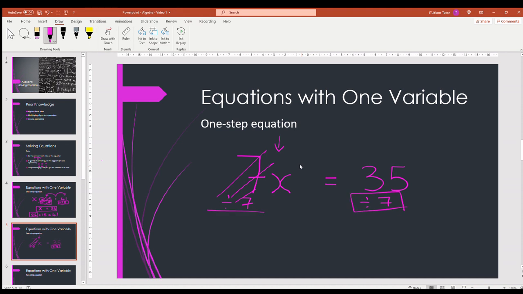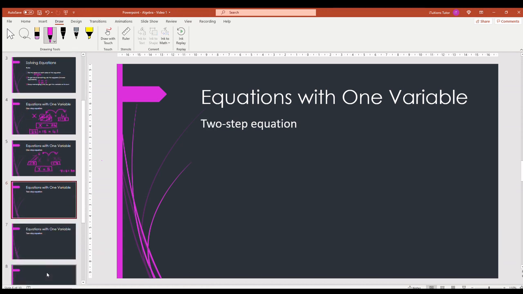The rule is, whatever you do on one side of the equation, you must do the same on the other side. I do have x on its own now. 35 divided by 7 gives us 5. So x is equal to 5. And again, you can check if your answer is correct by replacing the x with the 5. So 7 multiplied by 5 does equal 35.